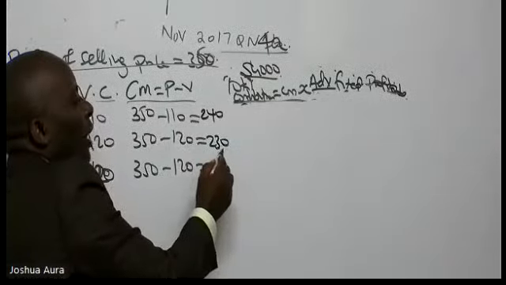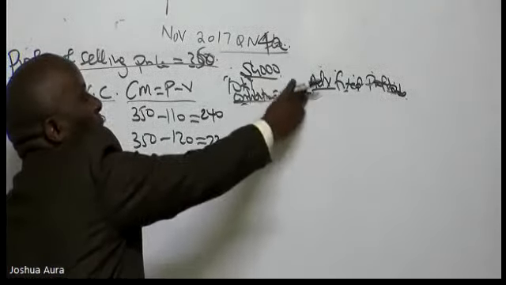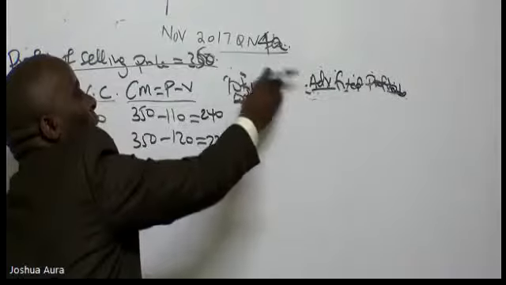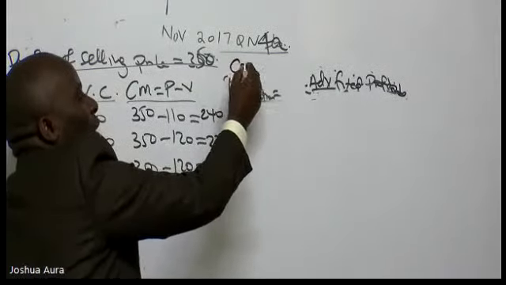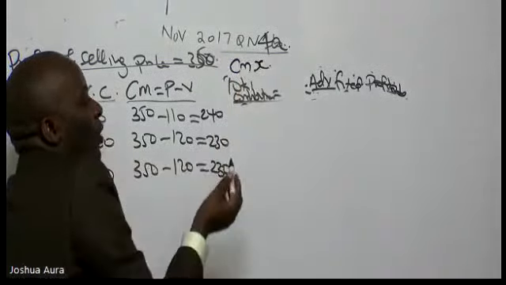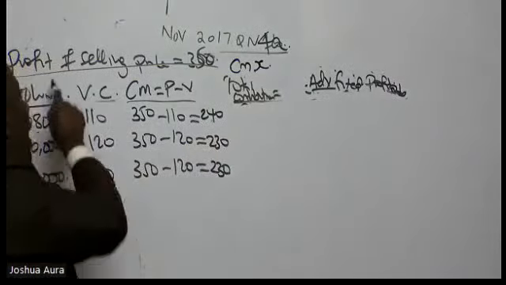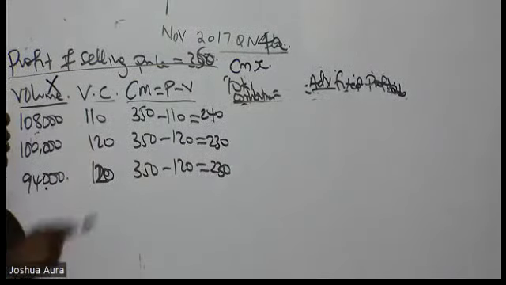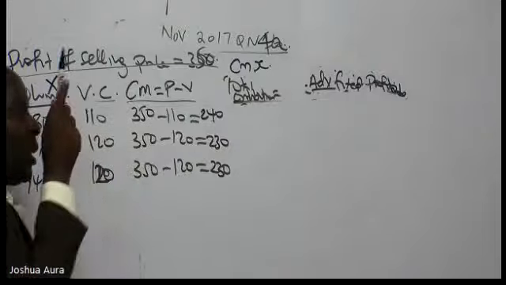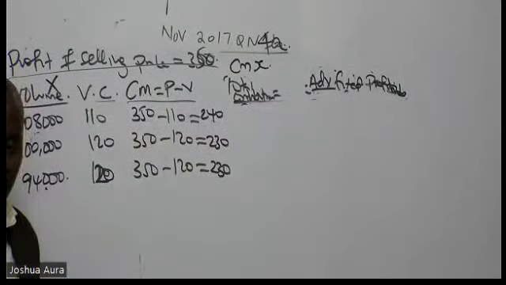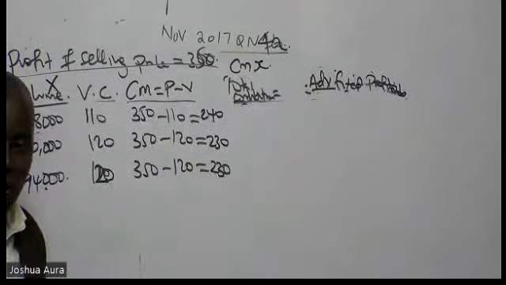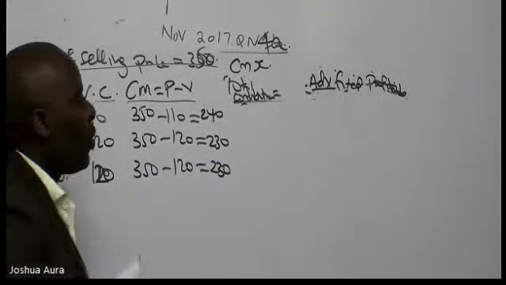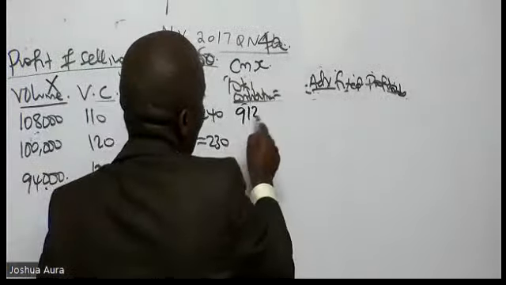So having gotten that, now we can easily get the total contribution in shillings, thousands. Remember, for us to get total contribution, we take contribution per unit times number of units. So we take this and this, divided by 1,000 because our figures are in thousands. So the first one is 91.24.